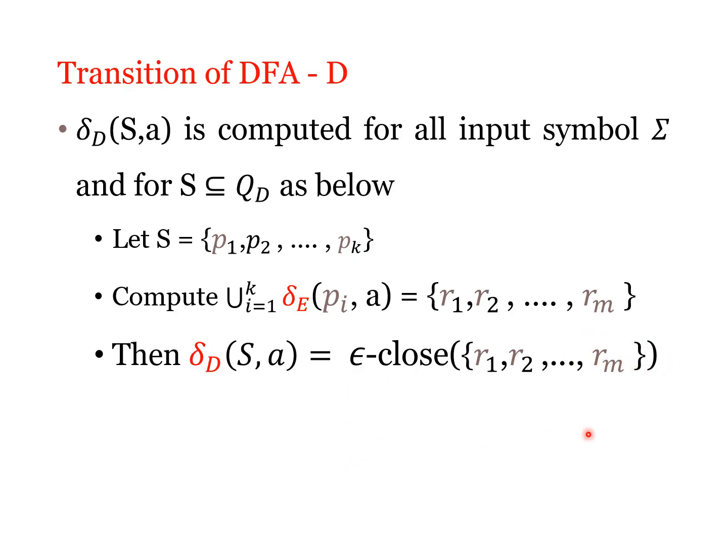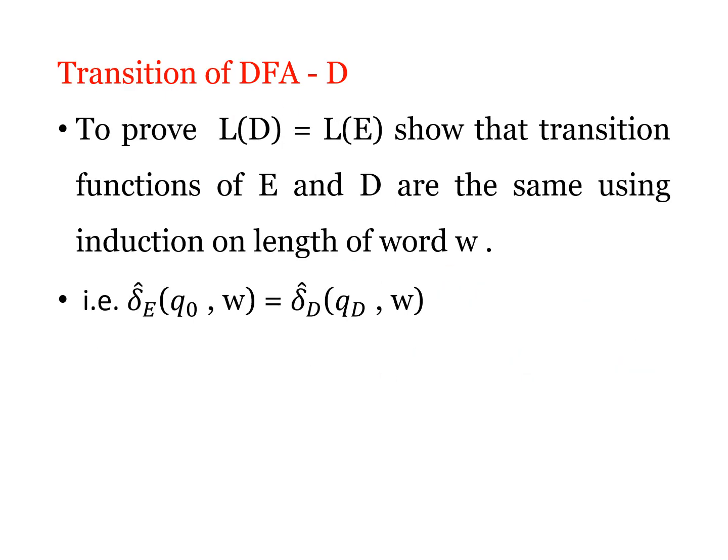You are going to get a set, and that is the state P1, P2, etc. That is, this state S with input symbol A goes to that particular set. So that is how we are obtaining the transitions for the DFA. So what do we want to prove now?